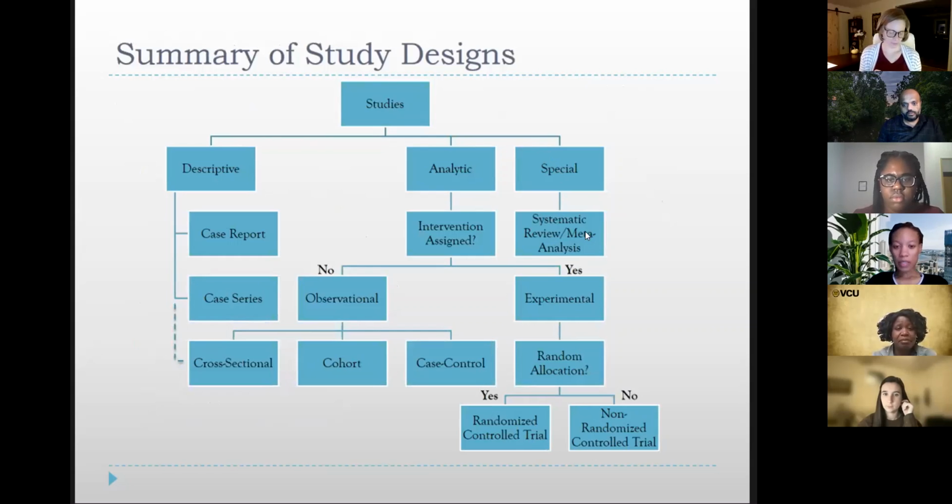We didn't really talk about systematic reviews or meta-analyses because I didn't have time to go over that. But we looked at descriptive studies, so case reports and case series. I had this little dashed line to cross-sectional studies, because cross-sectional studies are kind of like case reports and case series, except that they have a comparison group. For the analytic study designs, for the experimental one, we went over randomized controlled trials. However, there are also non-randomized controlled trials that we didn't get a chance to talk about. And then we also went over observational studies, so the cross-sectional, the cohort, and the case control.